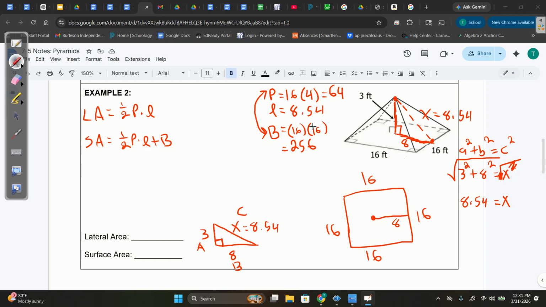And now I have everything I need in order to plug stuff in and find out what my answer is. The lateral surface area is going to be 1/2 perimeter times the slant height, which when I plug into the calculator, I should get 273.28 feet squared.